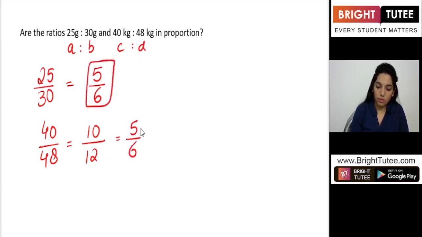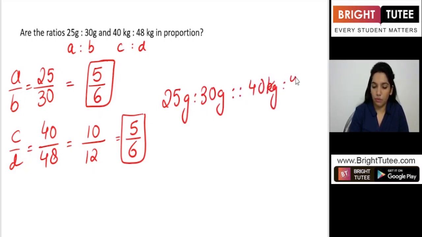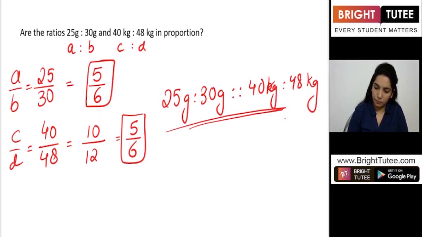Clearly we see that both the ratios, here we have got for A over B and here we have got for C over D, they are the same. Therefore, 25 grams is to 30 grams is in proportion with 40 kilograms is to 48 kilograms. Therefore, these are in proportion. And we can also say for this that the product of extremes is equal to the product of means. So if you multiply the extremes, that is A and D, and B and C, you will find the same answer.